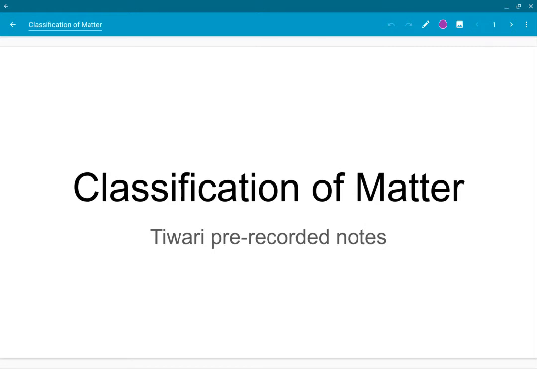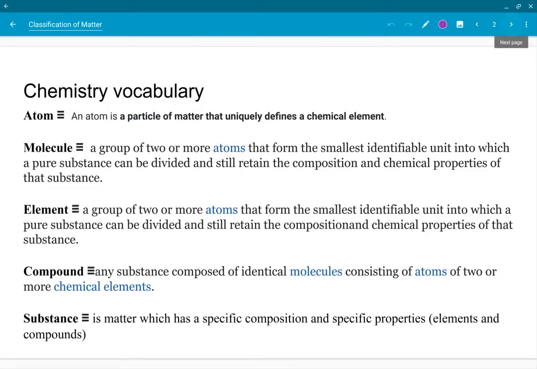So this video will be on classification of matter. So we're going to start with some vocabulary, and it helps to understand the vocabulary so when we look at the pictures it makes a little bit more sense. So don't forget that triple equal sign is a sign of a definition.